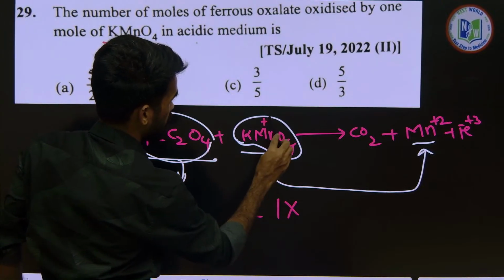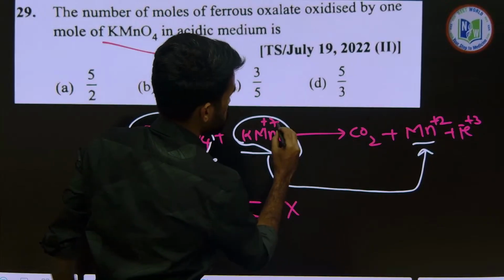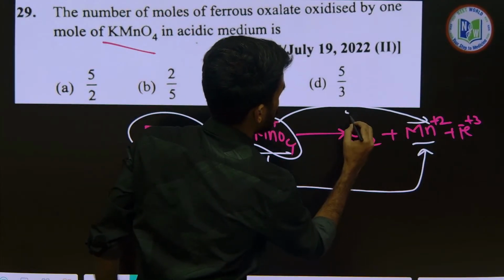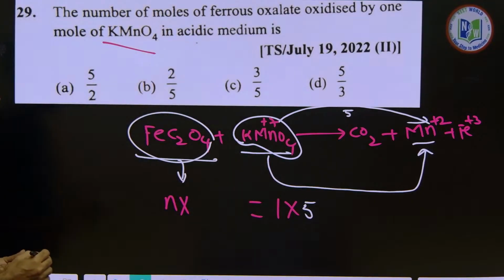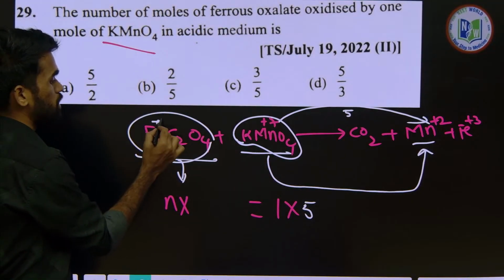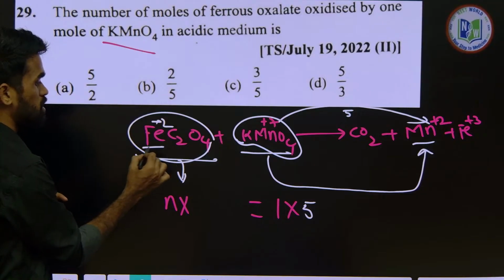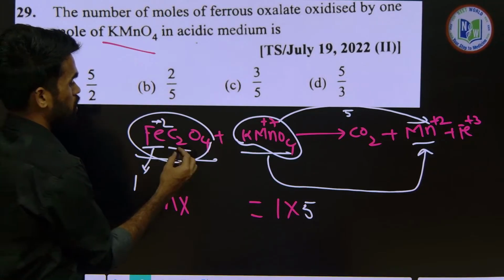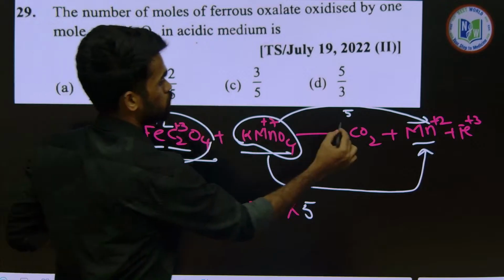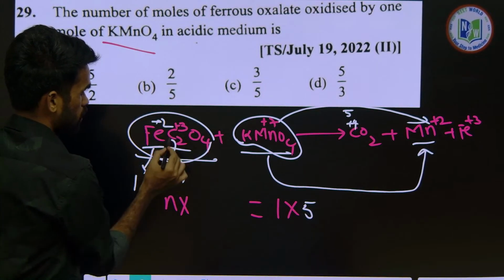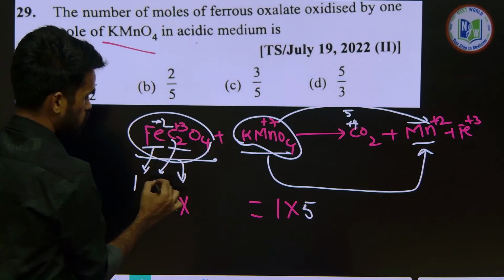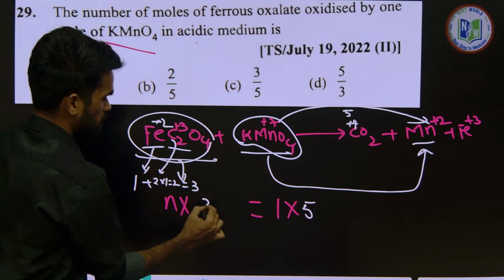See, plus 7 converting into plus 2 now. So what is the number of electrons changed here? 5. So 5 is the N factor of this KMnO4. And this side if you look, ferrous plus 2 converted into plus 3. It means N factor change with respect to iron is 1. Similarly with oxalate it is plus 3 converting into plus 4. So N factor change with respect to carbon is 1 for 1 carbon, 2 are there, 2 into 1, therefore it will be 2. Total N factor will be 3. So N factor here you can take 3.